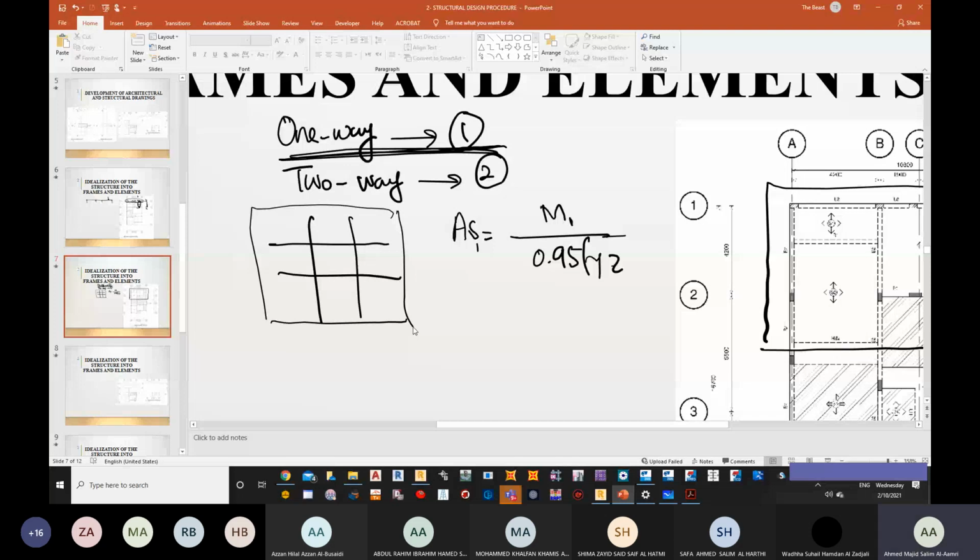Okay, so one-way bends in two directions, but one is major, one is minor. The major needs to be designed for, the minor you don't need because the minimum is going to be sufficient. In two-way, it bends in both directions. Okay, in two-way, it bends in two directions. It means that you need to calculate the bending moment not once, you need to calculate it twice, for both directions. Are we clear about this point?